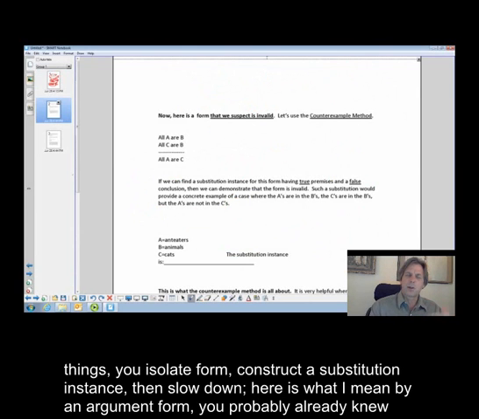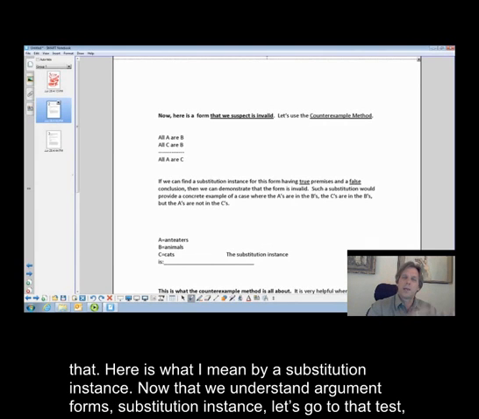You isolate the argument form, construct a substitution instance. I slowed down. Here's what I mean by an argument form. You probably already knew that. Here's what I mean by a substitution instance. Now that we understand argument form and substitution instance, let's go to that test, okay?